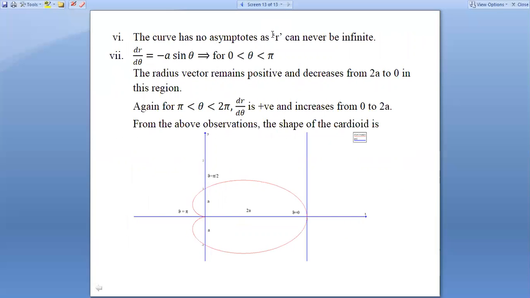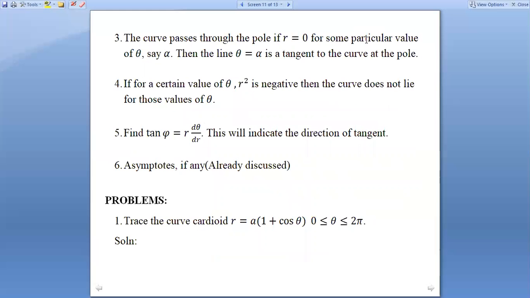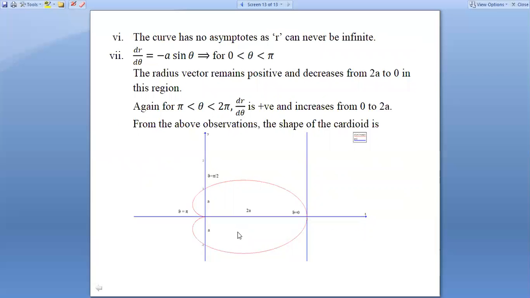Now the curve has no asymptotes as r can never be infinite. So when do we have asymptotes? You get an asymptote only if the curve tends to infinity. But you know that cos theta is always between minus 1 and plus 1. So this is a value within a certain limit itself. Since r cannot tend to infinity, we don't have asymptotes for this curve.